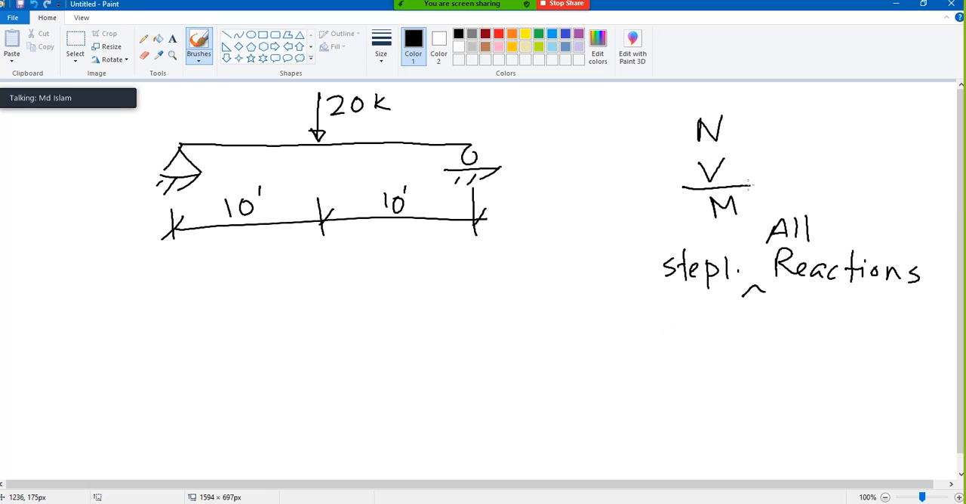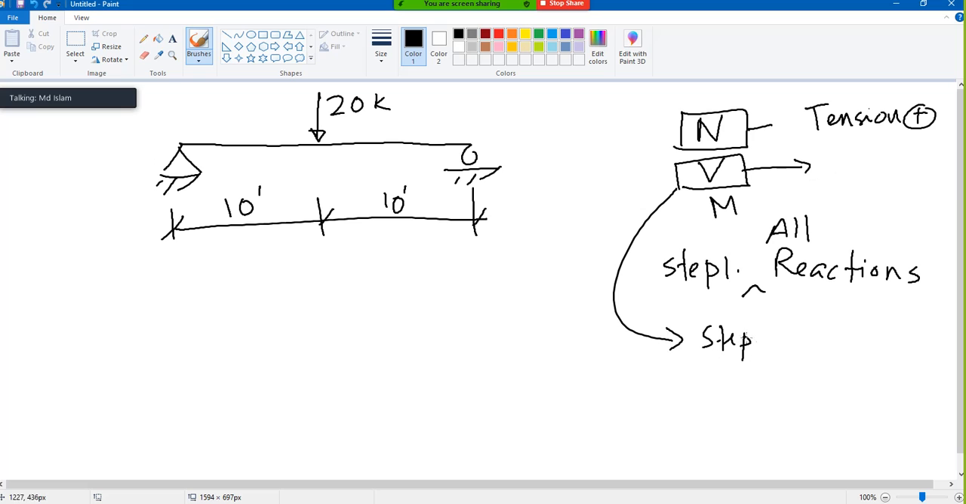Say for the normal force diagram, if it is tension, tension means positive, we learned that. Compression means negative. Shear force, we will discuss shear force. What are the steps for shear force? Step number two for shear force is to follow loads. We will follow loads to draw the shear force diagram.